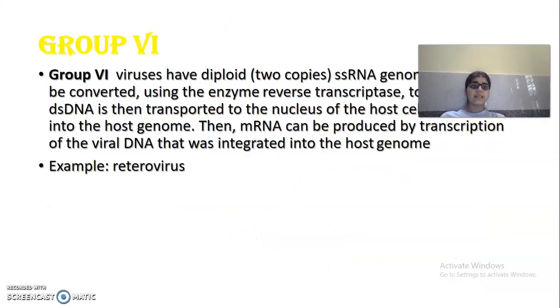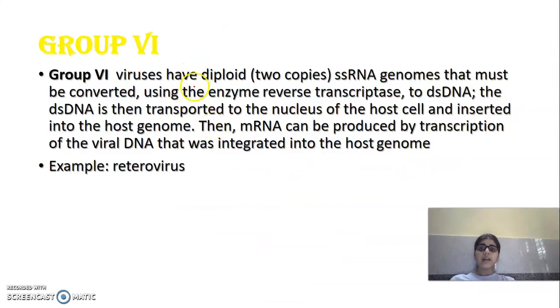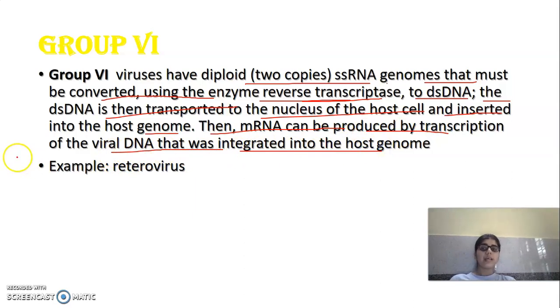Group 6 viruses. Group 6 viruses have diploid genomes, that is two copies of single-stranded RNA, that must be converted using the enzyme reverse transcriptase to double-stranded DNA. The double-stranded DNA is then transported to the nucleus of the host cell and inserted into the host genome. Then mRNA can be produced by transcription of the viral DNA that was integrated into the host genome. Examples of group 6 viruses are retroviruses.